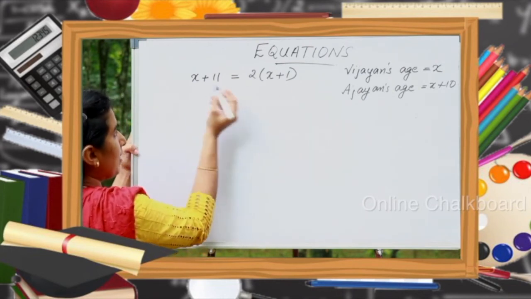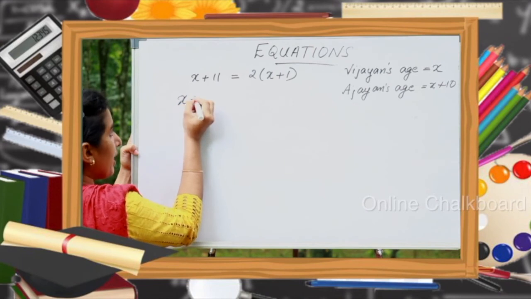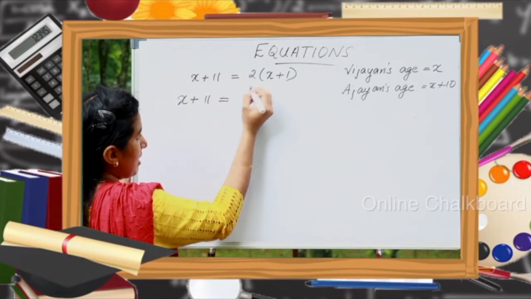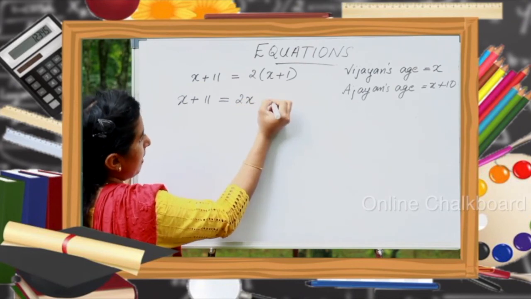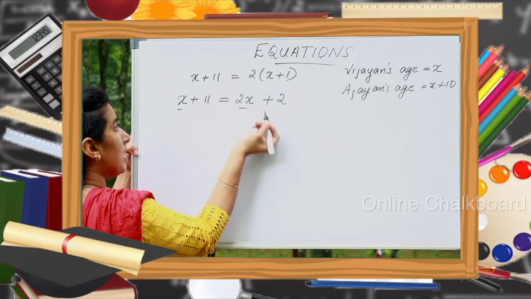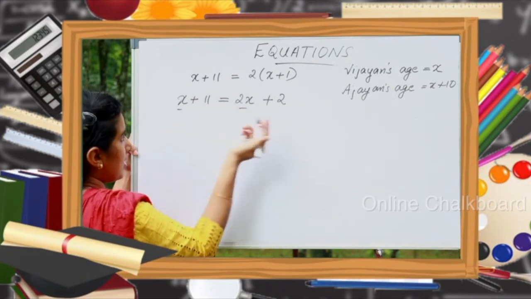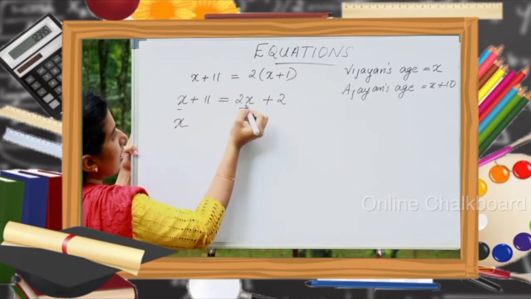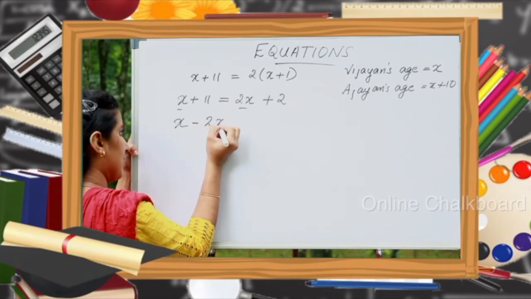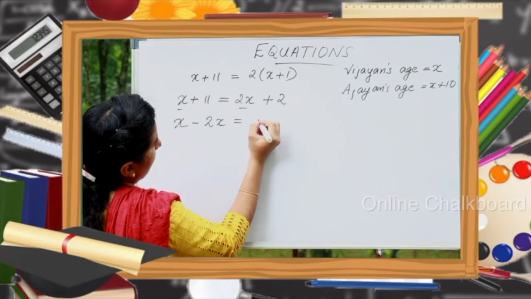We will simplify this. 2 into x is 2x, and 2 into 1 is 2. Now we will simplify, keeping the x variables on the left side and the constants on the right side. x minus 2x on the left side.